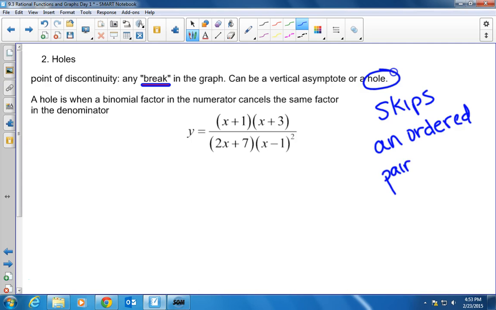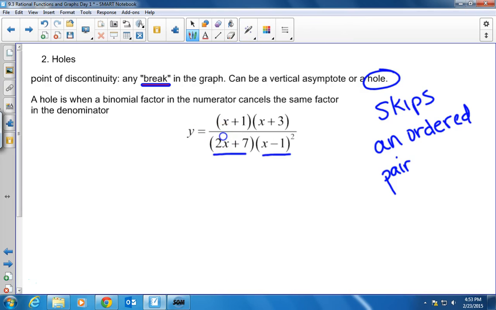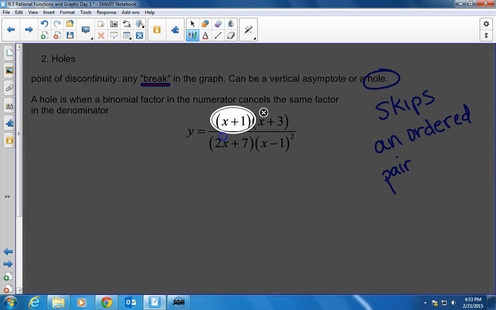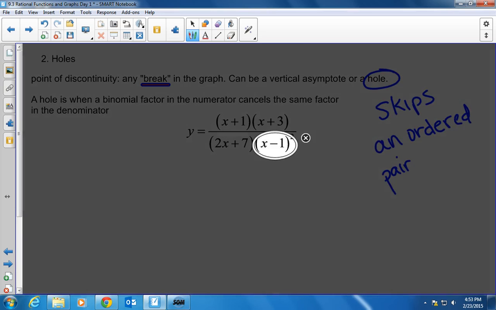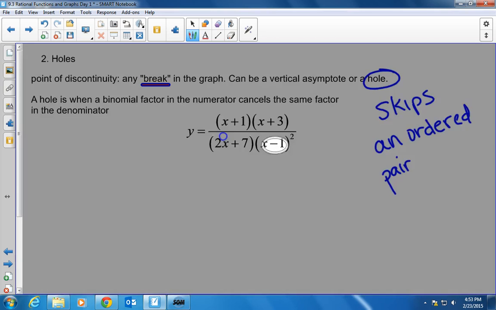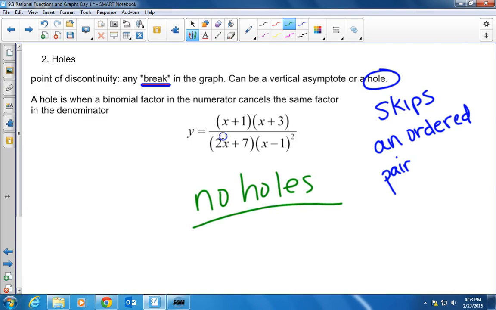I know I do not have a hole here in this graph because none of these binomials cancel out each other. Almost, but not quite. If this binomial right here, x plus 1, would have been the same expression as this, they would have canceled out. But they're not the same. They have different signs in the middle, so there are not going to be any holes in our first example.